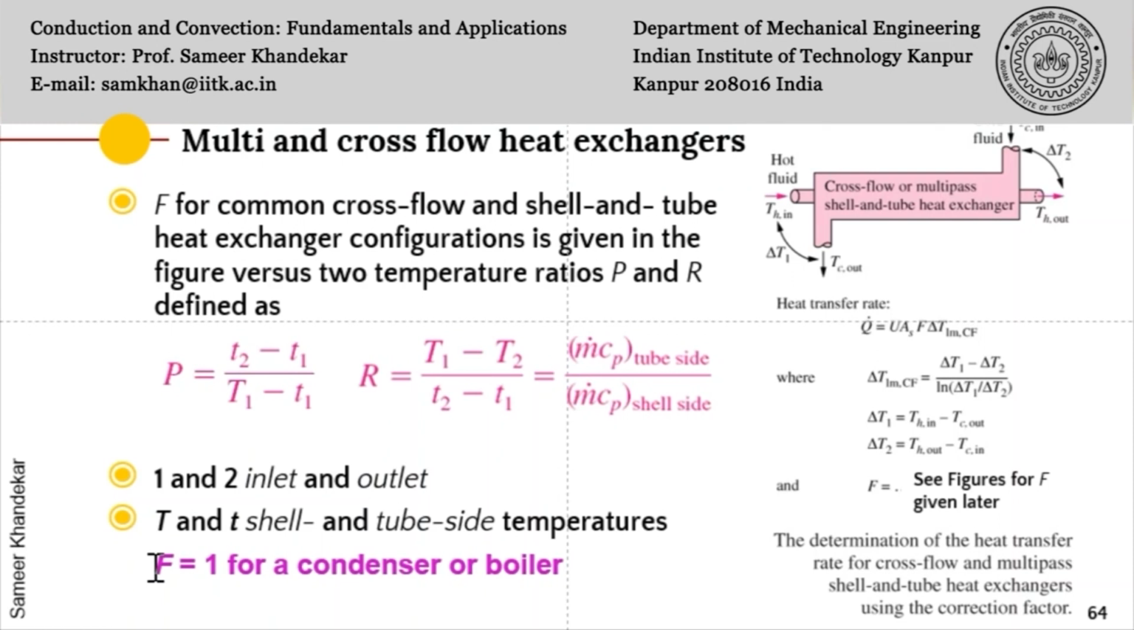Otherwise, if one of the fluids is going through a phase change process, that is condensing or boiling, then the F can be directly taken as 1. So let us see this graphical solution of F, the correction factor, which of course has been determined over a period of time through experimental data and results in terms of these two quantities P and R.